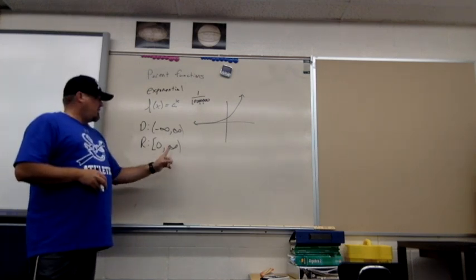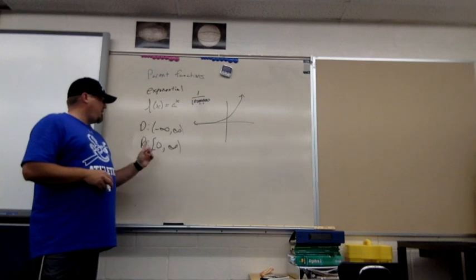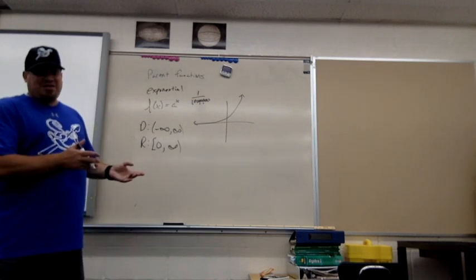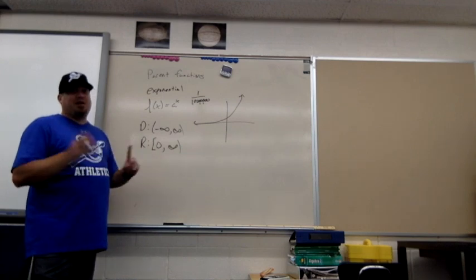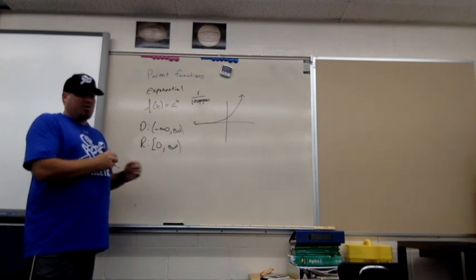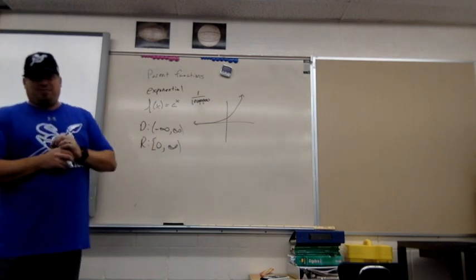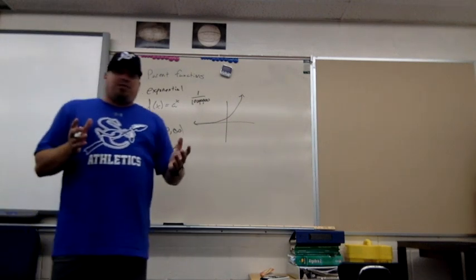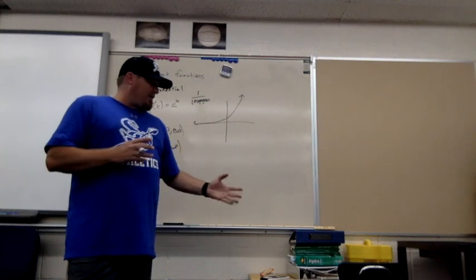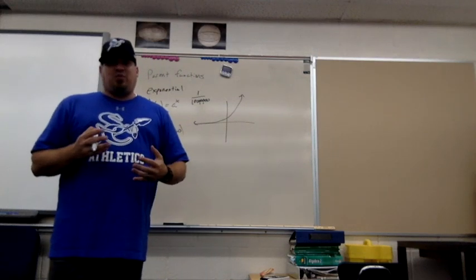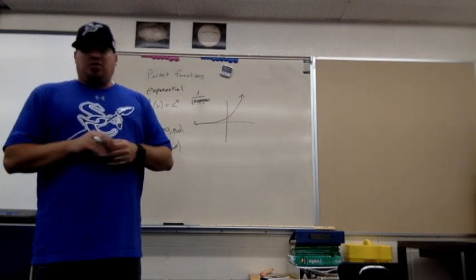Okay? So, domain is negative infinity to infinity. The range goes down to 0, but it doesn't actually touch 0. So 0 is not included in the range, but it's every number up to 0 that's larger than 0 all the way to infinity. So that's the domain and the range of the parent functions. Go ahead and write those things down. Hopefully this explanation was okay and not too boring.